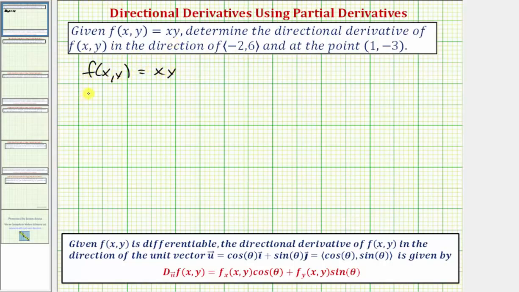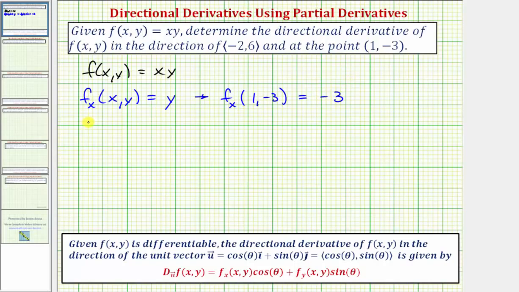So we're given f of x comma y equals xy. Let's first find the partial derivative with respect to x. So we'll differentiate with respect to x, treating y as a constant. So the derivative of xy with respect to x would just be y, again because we're treating y as a constant, and the derivative of x with respect to x is 1. Now we need to evaluate this at the point 1, -3, which is just going to be the value of the y-coordinate, which is -3.